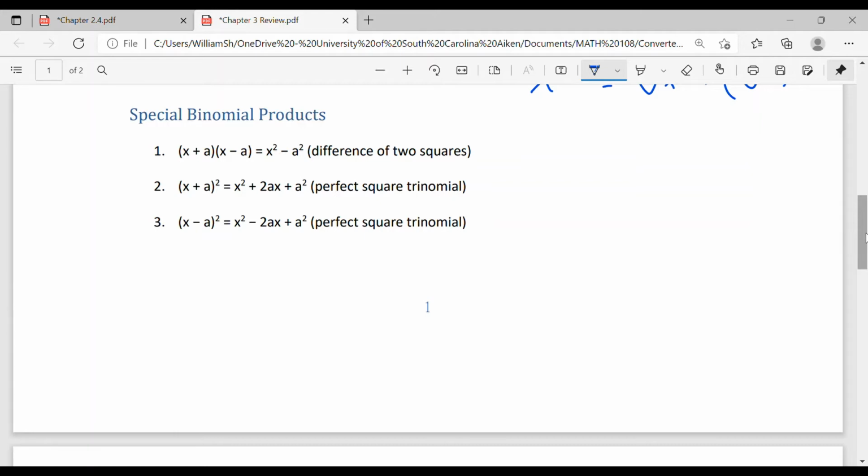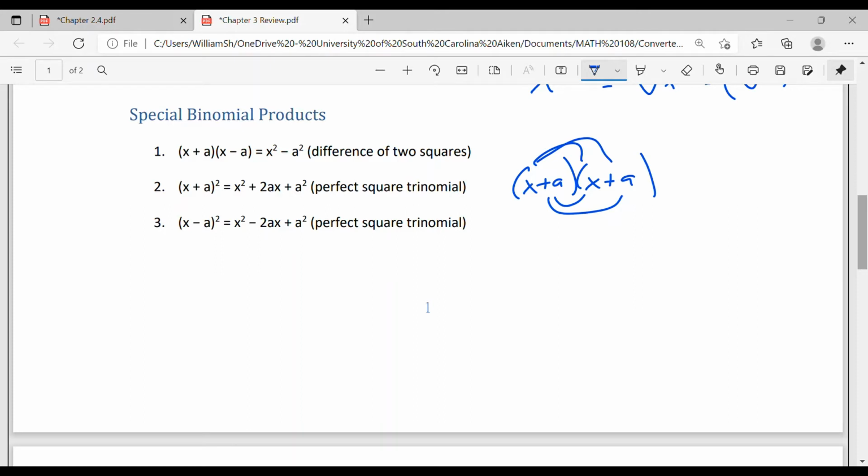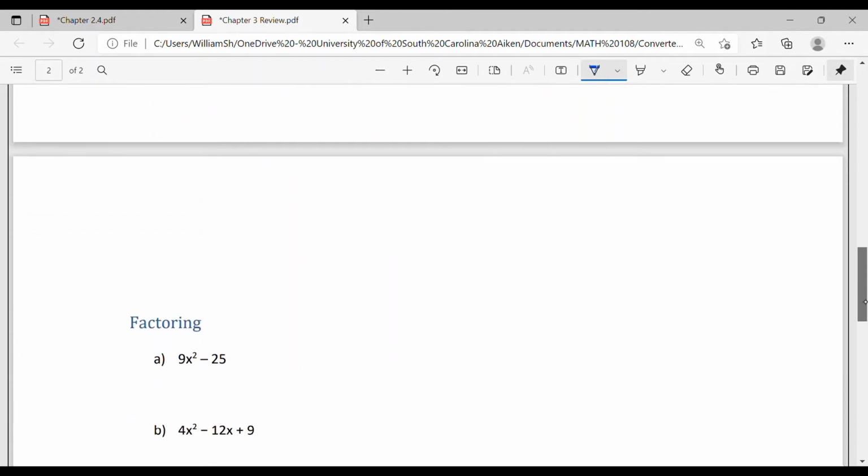That's also a perfect square trinomial. Now, of course, if you happen to ever forget these, you can just foil it out. You can do that: x plus a times x plus a, x and x, x and a, and x, a and a, and you can foil it out and you will get the answer. No problem there. Same thing for number 3.